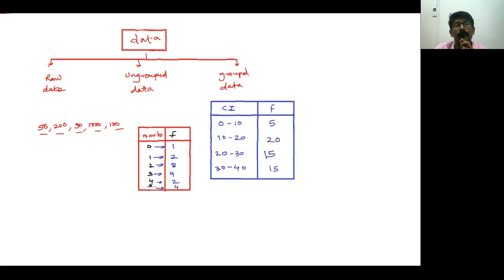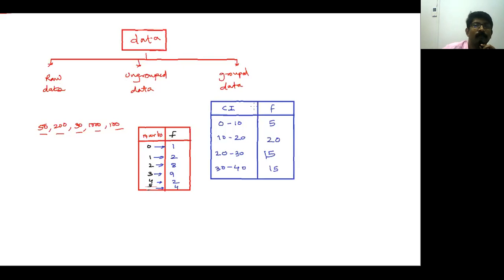What do you mean by ungrouped data? Let's say we took a test of 5 marks in a class, and then we checked that 0 was scored by one person, 1 scored by 2 people, 2 scored by 8 people, 3 scored by 9 people, 4 scored by two, and 5 is scored by 4 people. Then this type of data is called ungrouped data. Why is this called ungrouped data? Because if you see, the marks are not grouped over here. They are just individual marks.